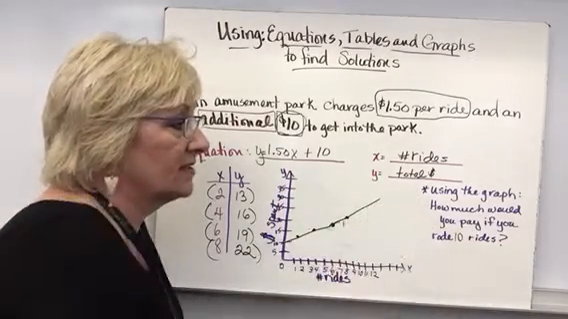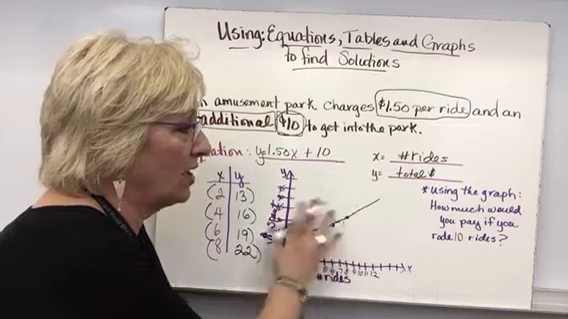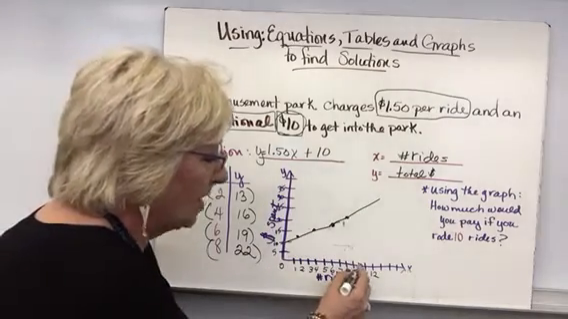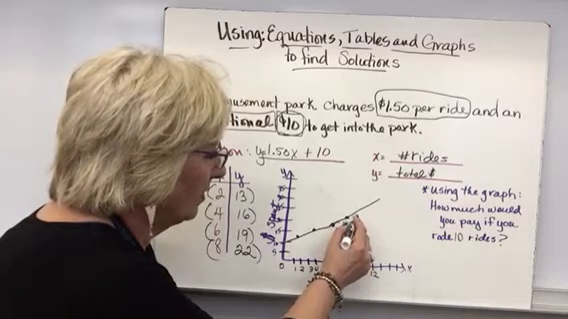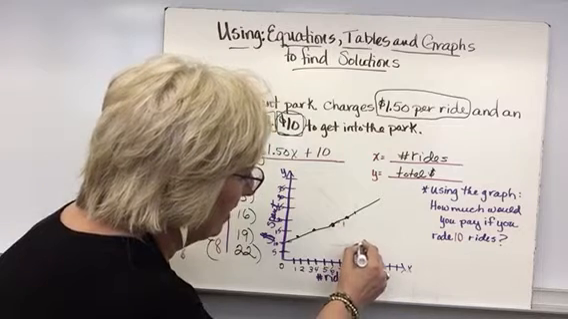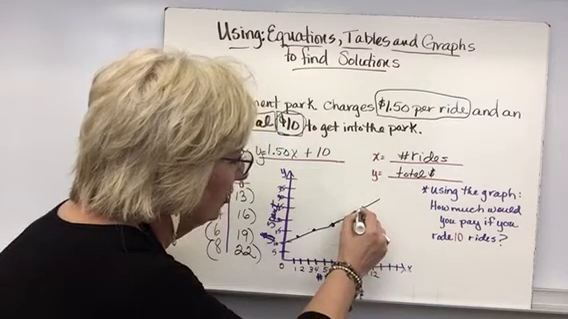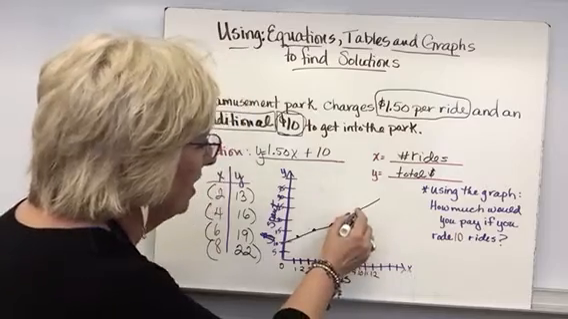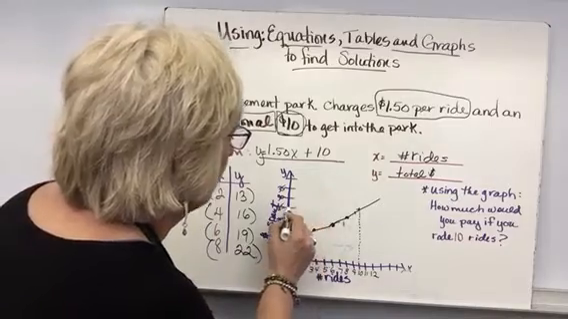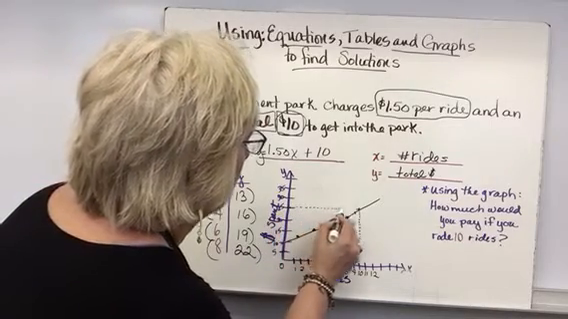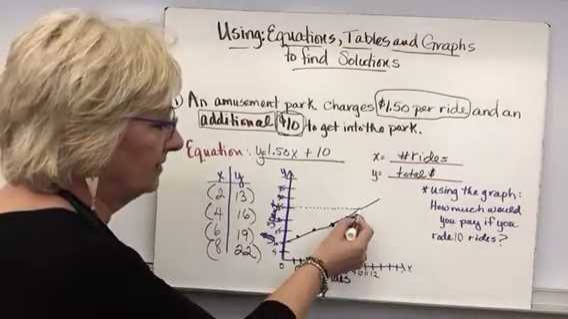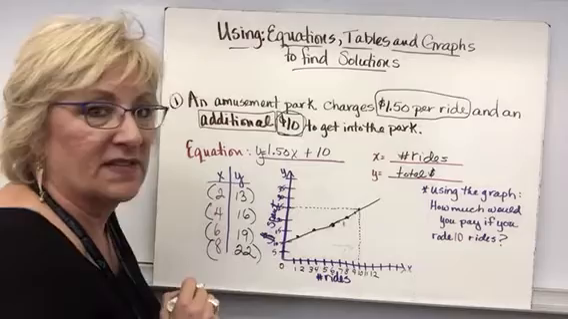Now let's look over here. It says using the graph, which is this part here, how much would you pay if you rode 10 rides? Well, I'm going to come up this way, and I'm going to go up to about right here at 10. And look to see where 10 would fall. I'm going to come back over this way and see that 10 is going to fall right at 25. And if I had graph paper, it would look better. So for 10 rides, I would have already spent $25.